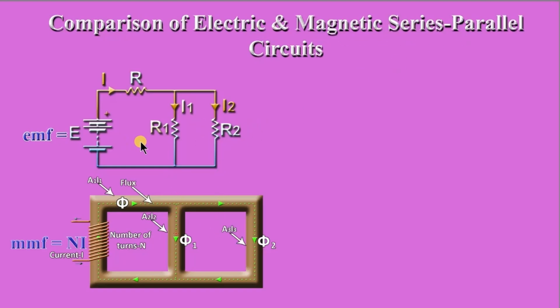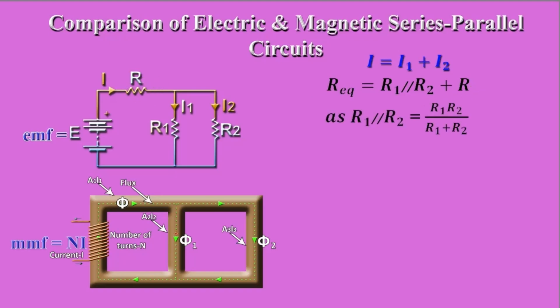We have studied earlier that in many cases a magnetic circuit is analogous to an electric circuit. In this electric circuit, the total current coming from here divides into two as these are two parallel paths. That is, total current I is equal to I1 plus I2. Then the total equivalent resistance R is equal to R1 and R2 in parallel plus this series resistance R. We know that R1 parallel to R2 is equal to R1 R2 divided by R1 plus R2. Therefore, this R equivalent becomes R1 R2 divided by R1 plus R2 plus this R.